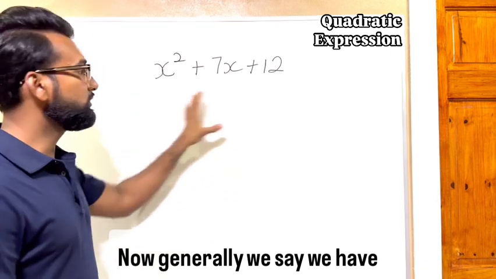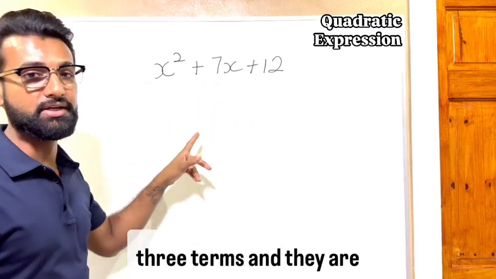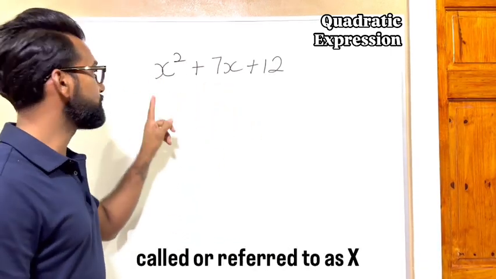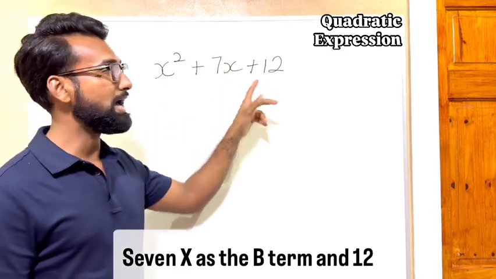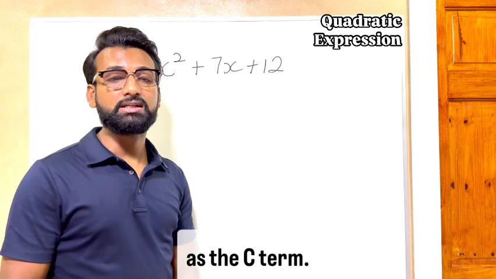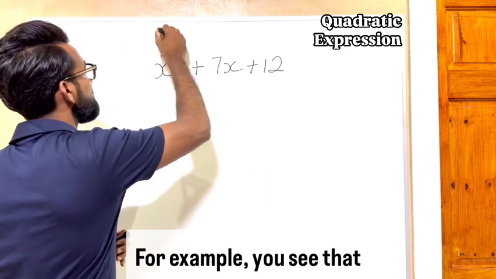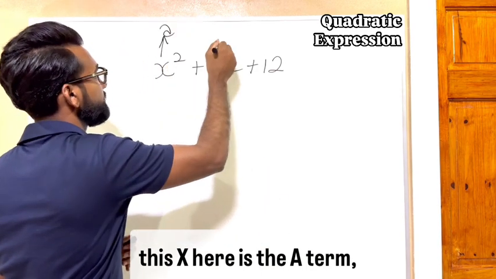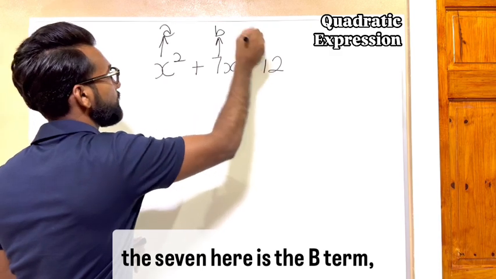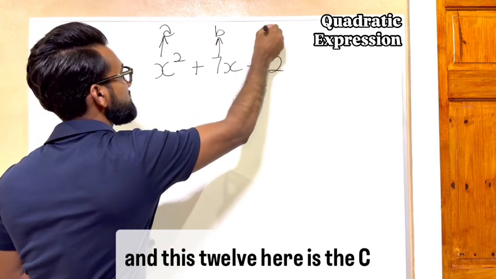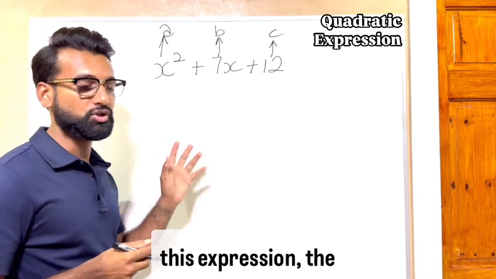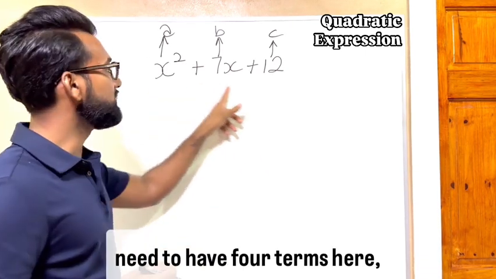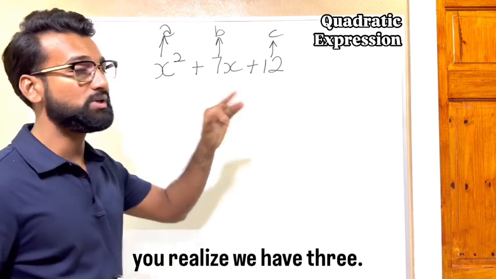Generally, we say we have three terms, and they are referred to as x squared as the a term, 7x as the b term, and 12 as the c term. For example, this x squared here is the a term, this 7 here is the b term, and this 12 here is the c term. Now, in order to factorize this quadratic expression, we need to have four terms. You realize we have three.